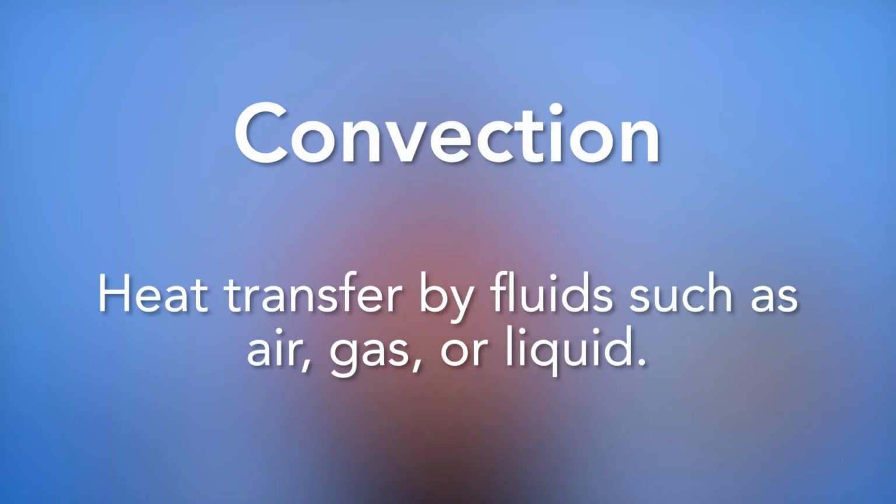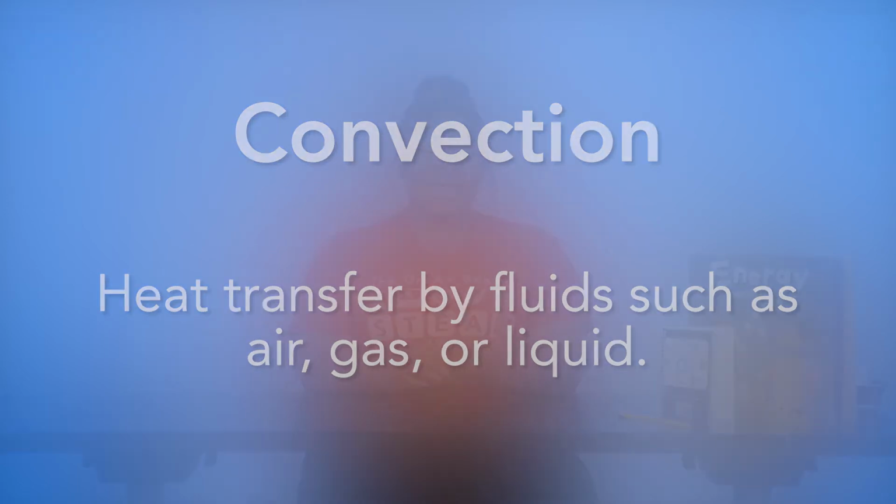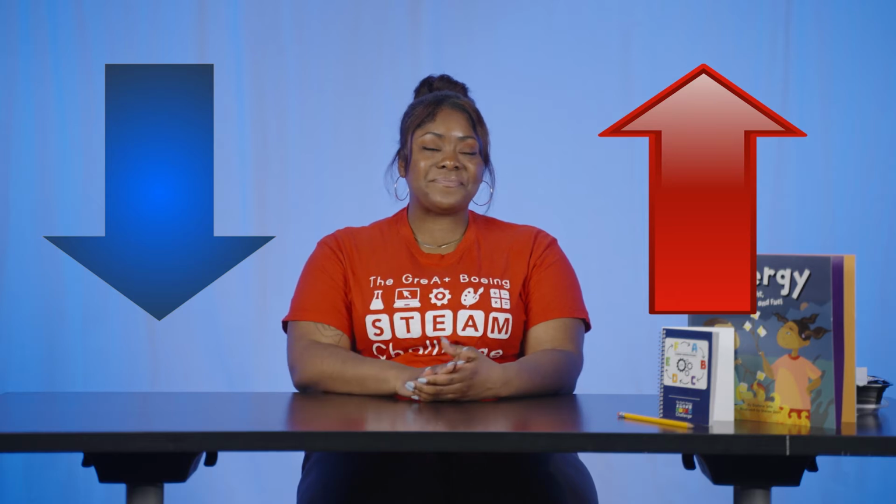Convection is heat transfer, and transfer means to move from one place to another by fluids such as air, gas, or liquid. An example of this would be cooling yourself off with a fan or the steam from a hot bowl of noodles. With convection, the air moves in a circular motion. Cool air sinks and warm air rises.